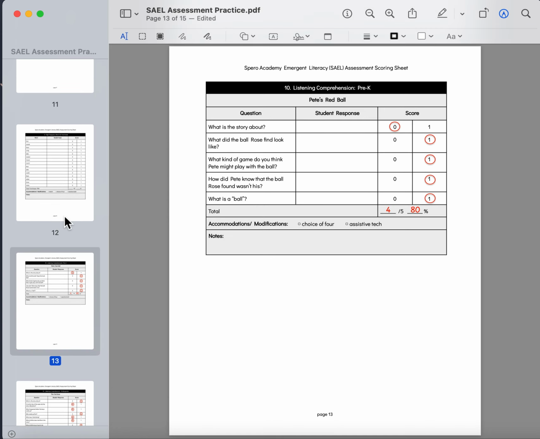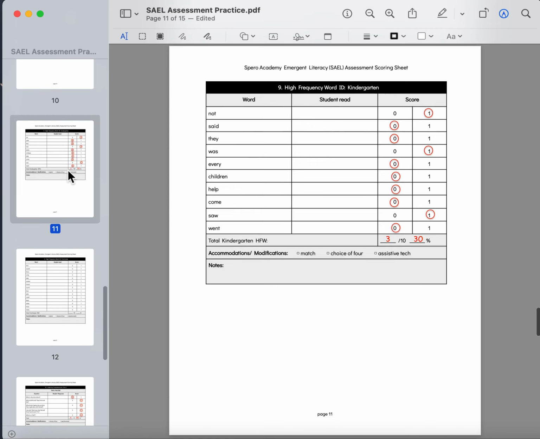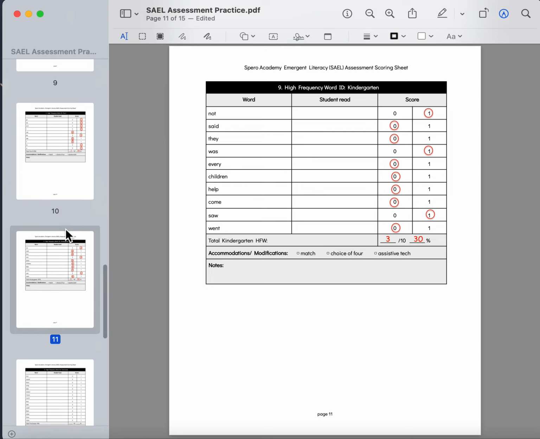So for these ones, sorry, just let me find the right one here.